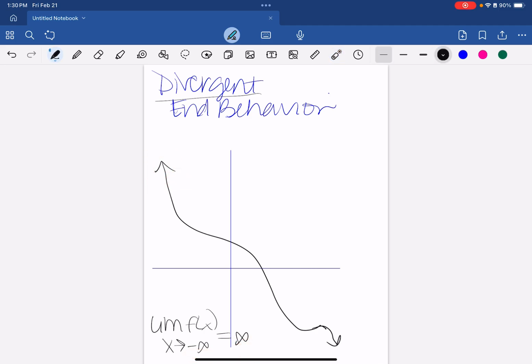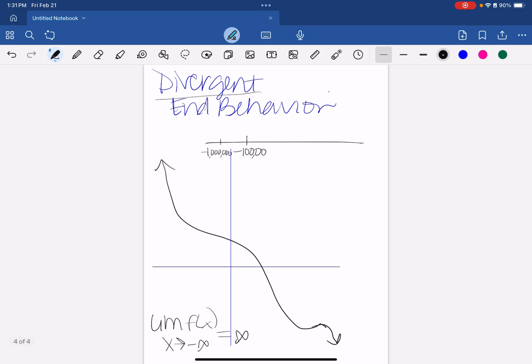So, for instance, if I had a table and I had negative 100,000, negative 1 million, I would start to see really big numbers for this model here. Like it would say, I don't know, 7,950,000, something like that. That's what table evidence you would see. It's not going to say infinity, but it's going to show really, really large numbers as we go to the left, which is how we would make a conclusion or an inference about it being infinity.